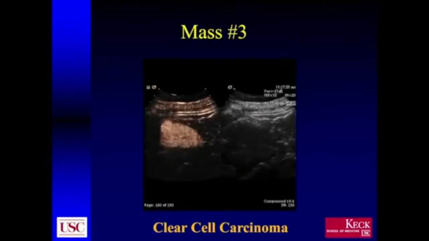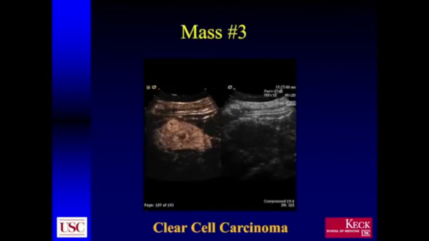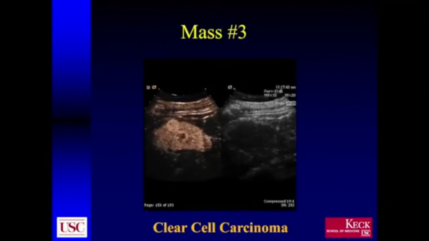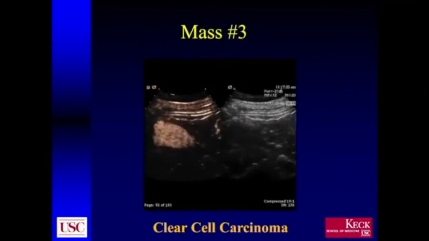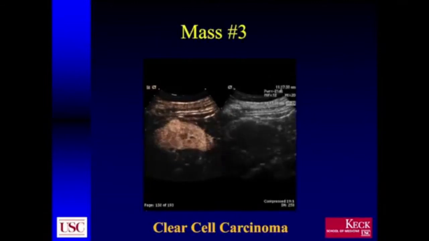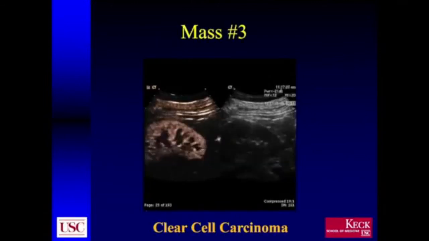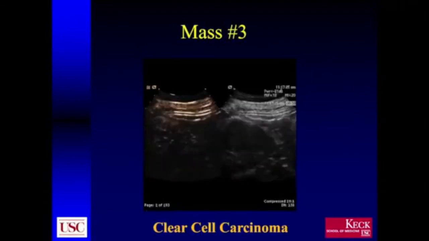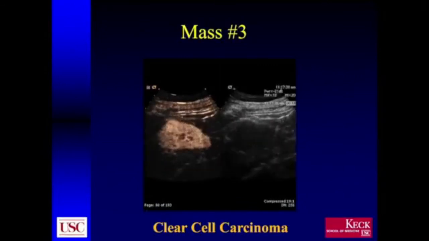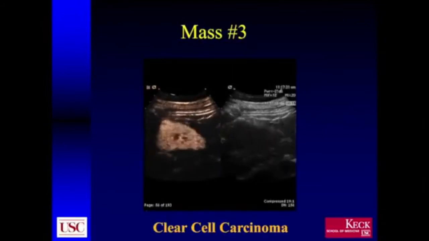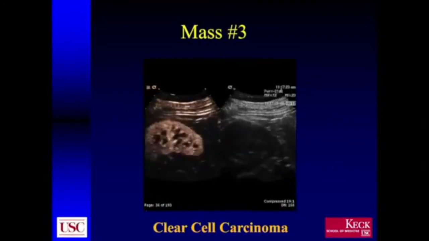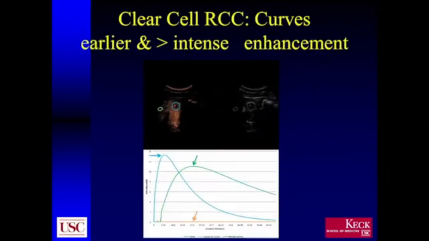You can see that literally from early on through the entire examination, or at least this part of the examination, this mass is actually more vascular than the surrounding renal parenchyma. And this is typical of a clear cell carcinoma. This is important in that the prognosis of clear cell versus papillary is different. Clear cell is usually a far more aggressive tumor than is papillary carcinoma. So if you can see these characteristics on a contrast ultrasound study, it's a good idea to let the clinician know that this is probably the cell type that you're dealing with.